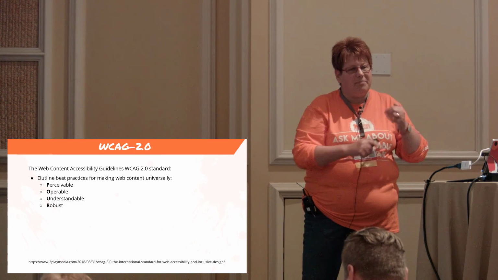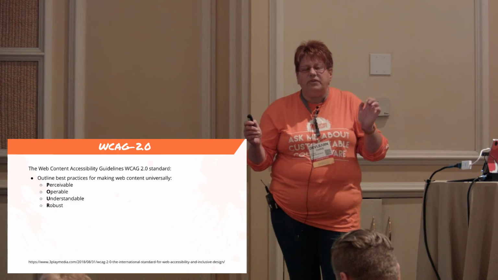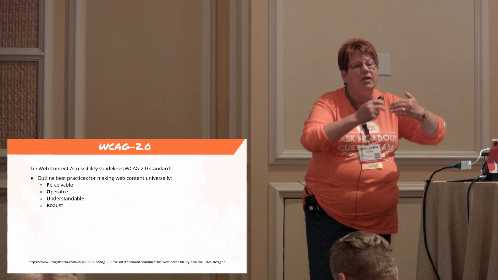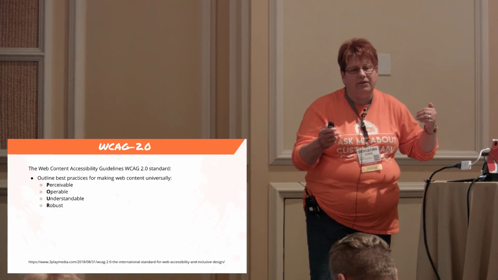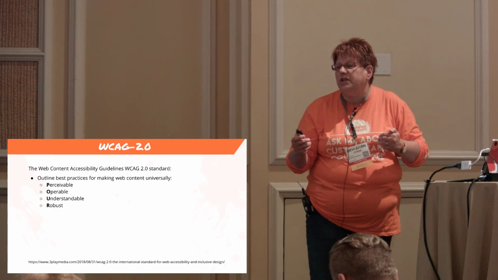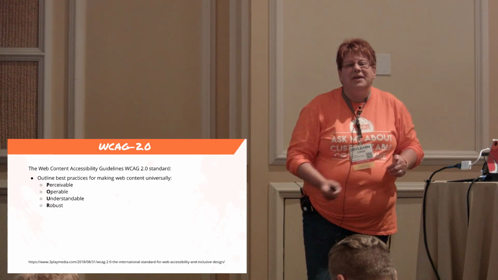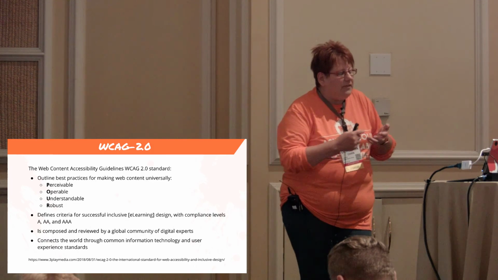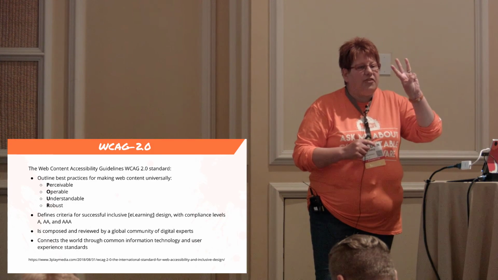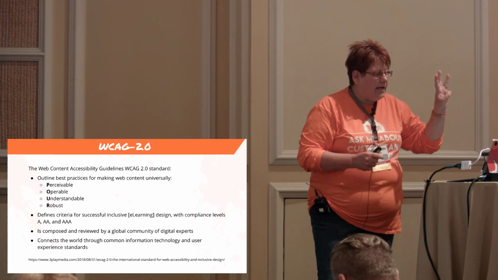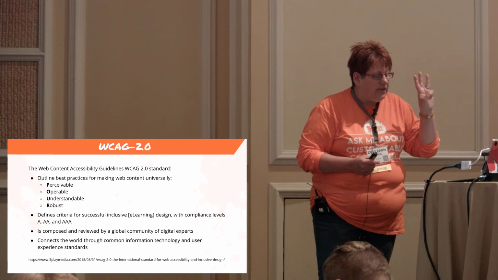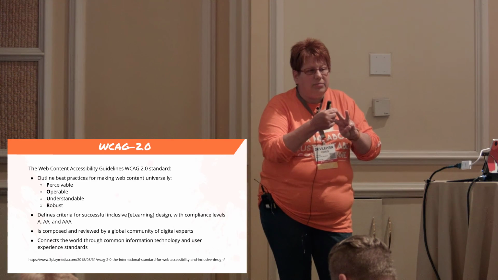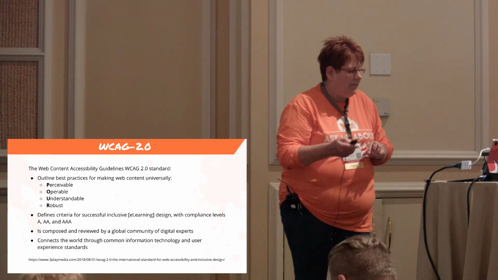robust. POUR, P-O-U-R. And I'm not going to go deep into any of these because the links that I'm providing give you all the background information. Any of this that you're interested in, you'll be able to go back, and when you have time and it's not so loud, you'll be able to go back and read it and really go into depth. They also define in WCAG 3 different criteria for inclusive e-learning design with compliance levels. There's an A level, a double A level, and a triple A level, okay?